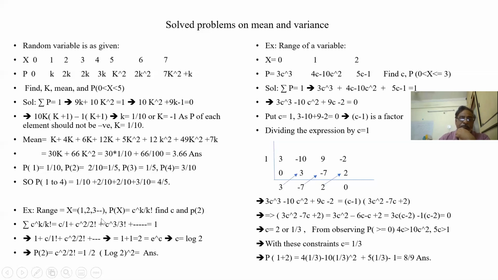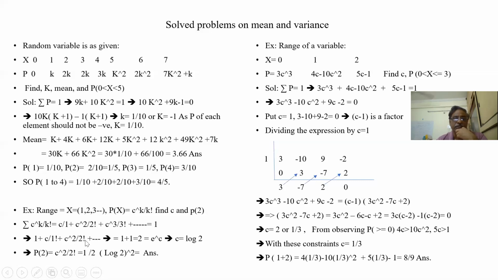So let us put the sigma. We know that sigma p is 1. So sigma c to the power of k by k factorial is equal to 1. That means c by 1 factorial plus c square by 2 factorial plus c cubed by 3 factorial is equal to 1. So I am adding 1 to both sides: 1 plus c by 1 factorial plus c square by 2 factorial and so on is equal to 2.